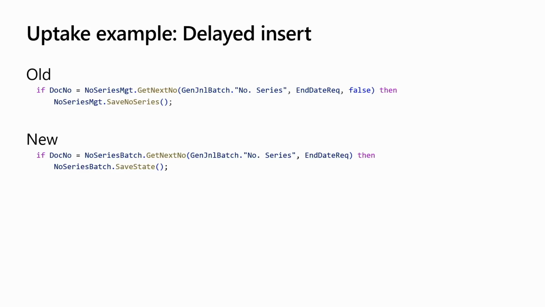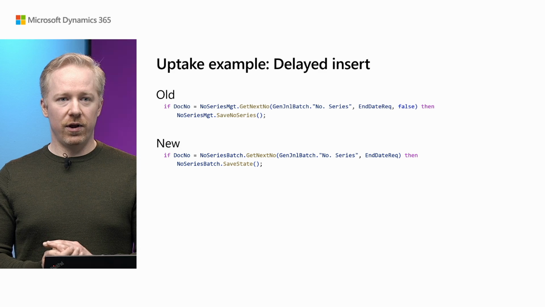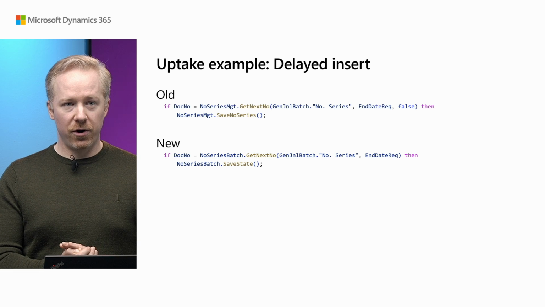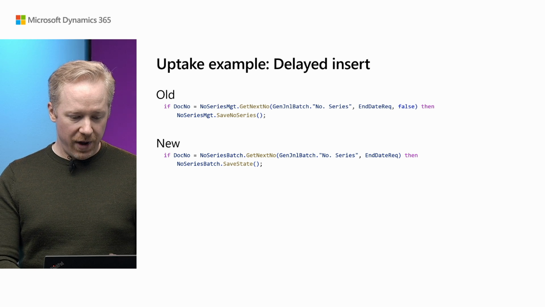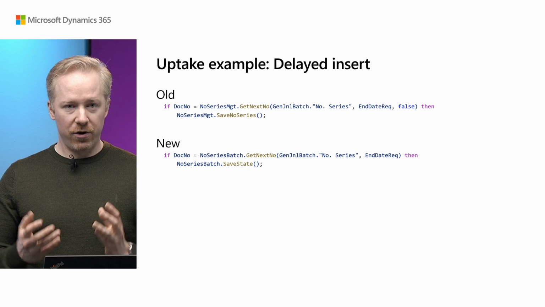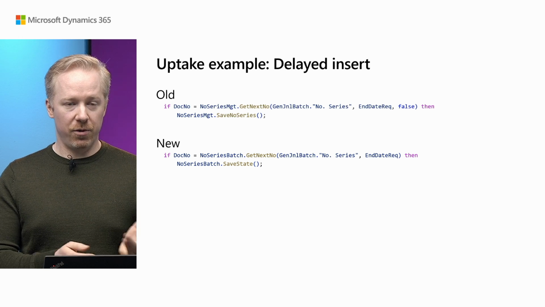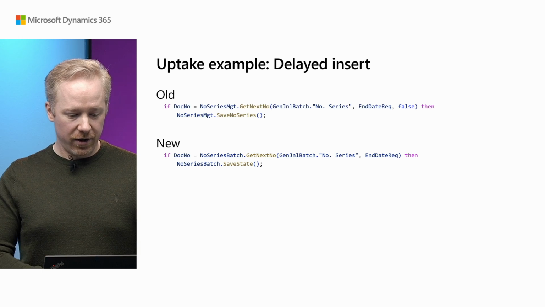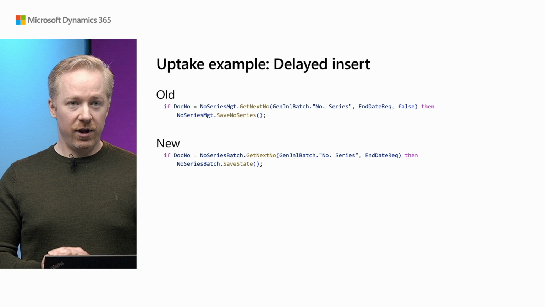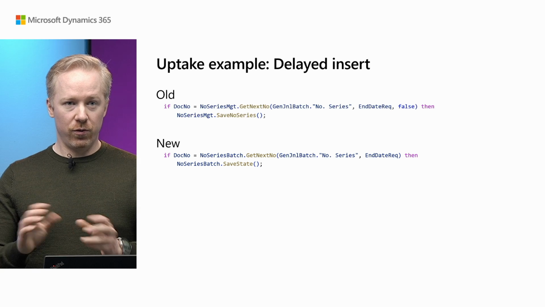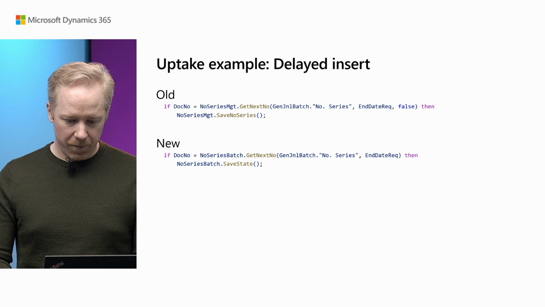First of all, in case you have this delayed insert, you get that next number, but you actually don't want to modify it yet, because here we are just checking whether the next number is equal to your document number. And in that case, we want to save it. Here you can simply use batch: you say just get next number, and if that is the document number you want, you can save the state. Of course, you could also use pick next number if it's not important to update the number series afterwards.